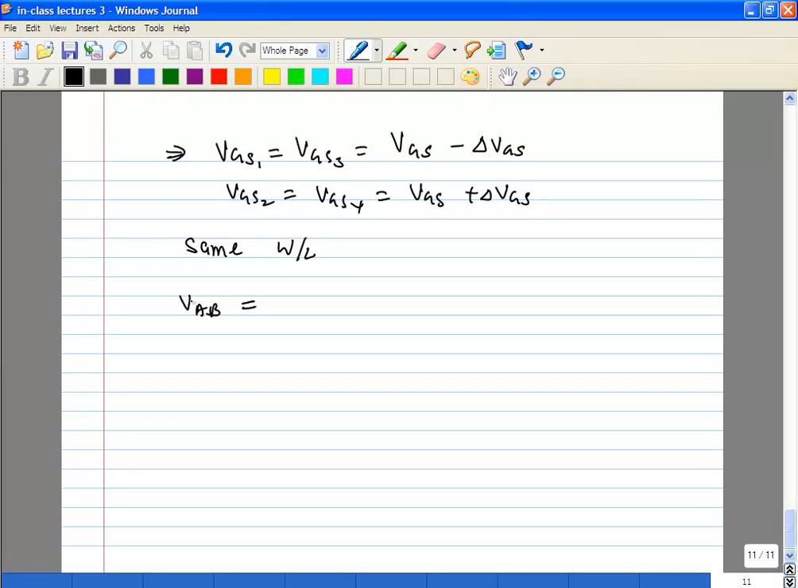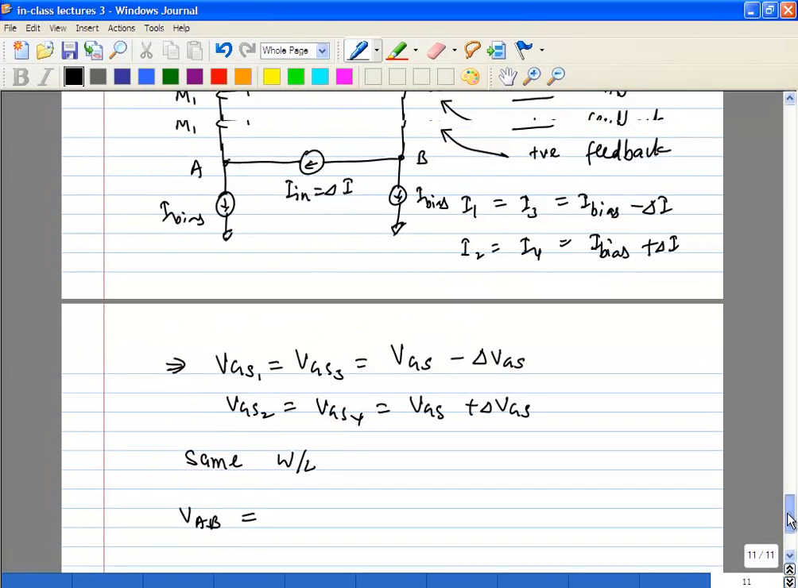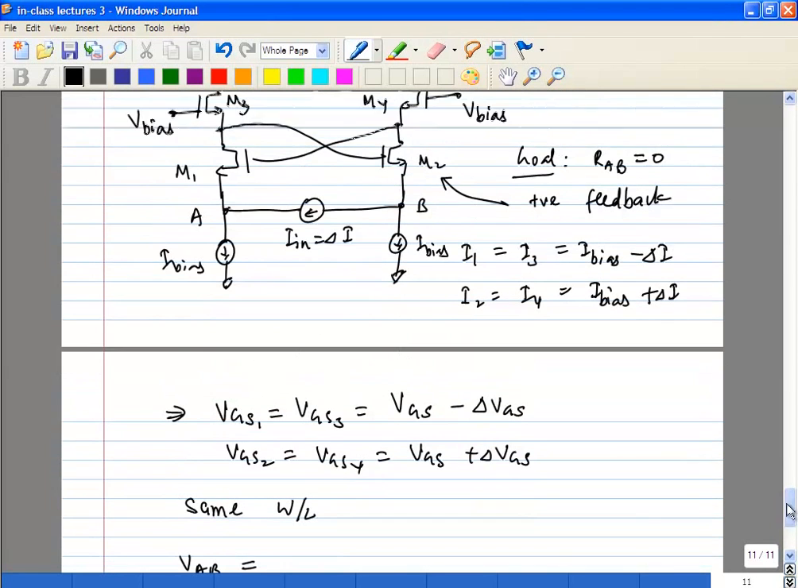What is VAB? You have 2 VGSs here. For A you have V bias minus VGS4 minus VGS1. For VB you have V bias minus VGS3 minus VGS2. And we already know these. What we have done here is assume that delta I causes some linear delta VGS change.